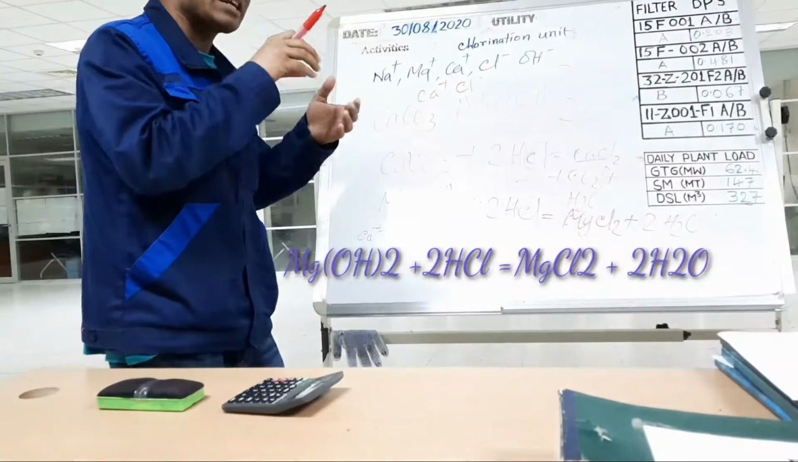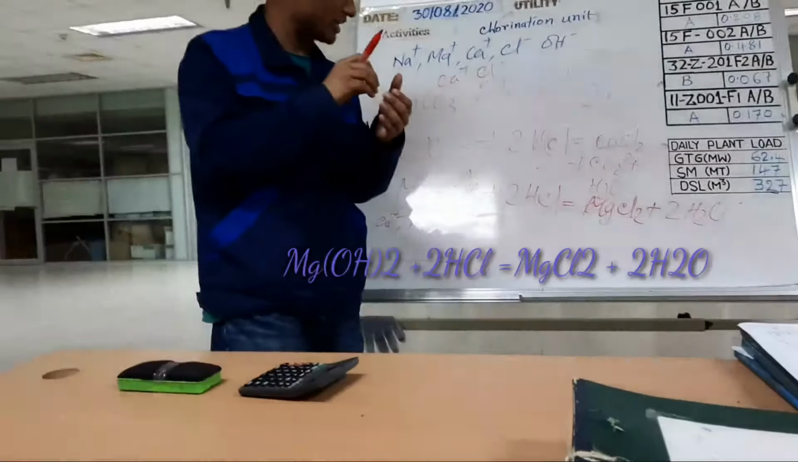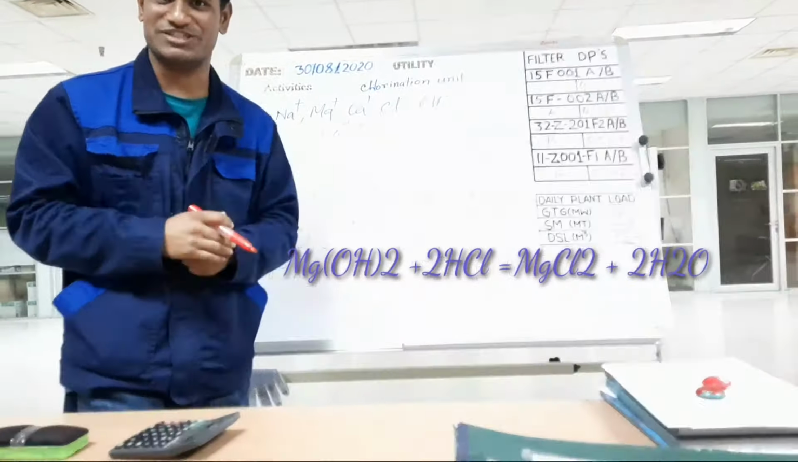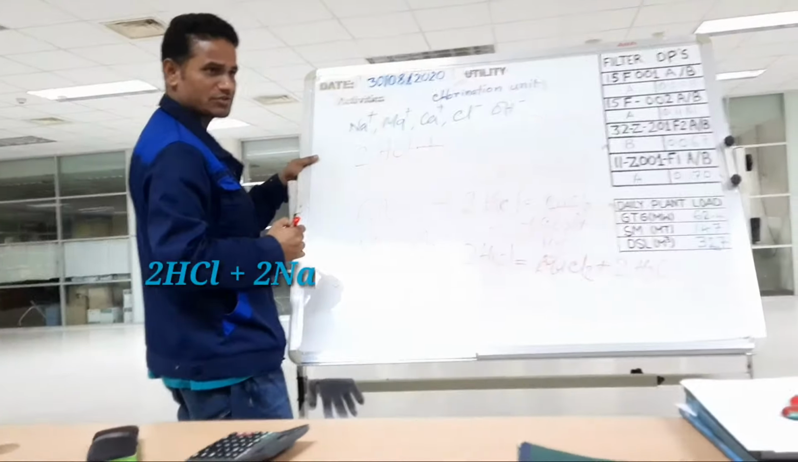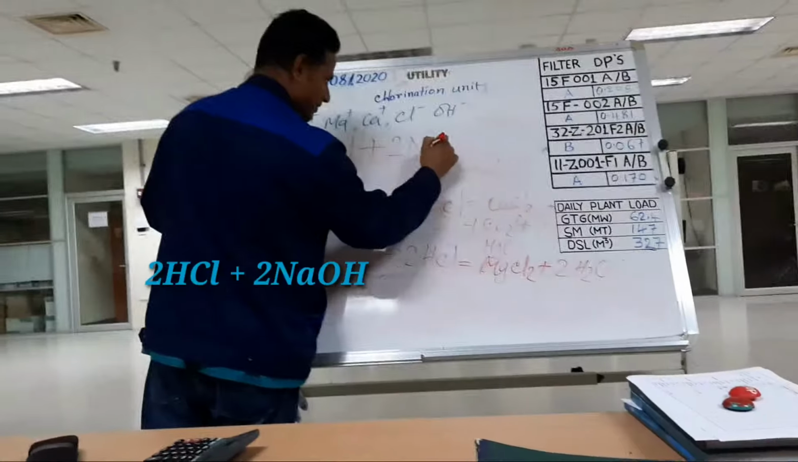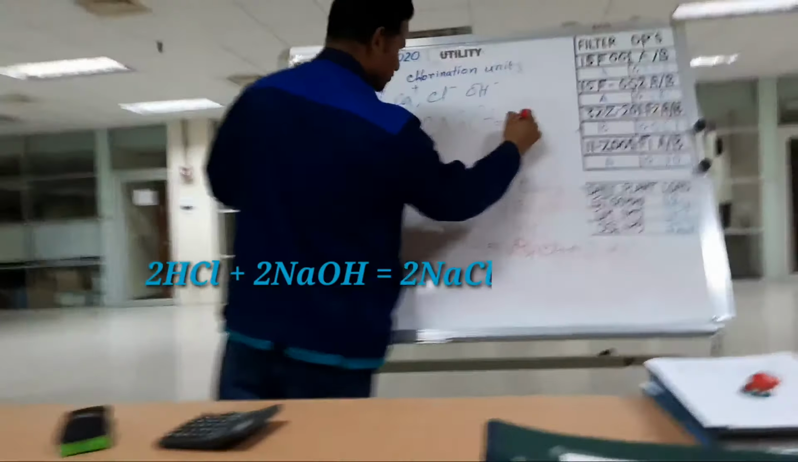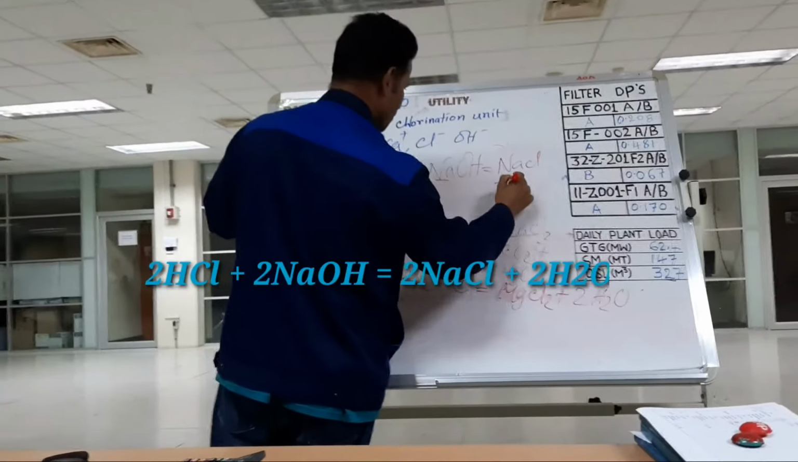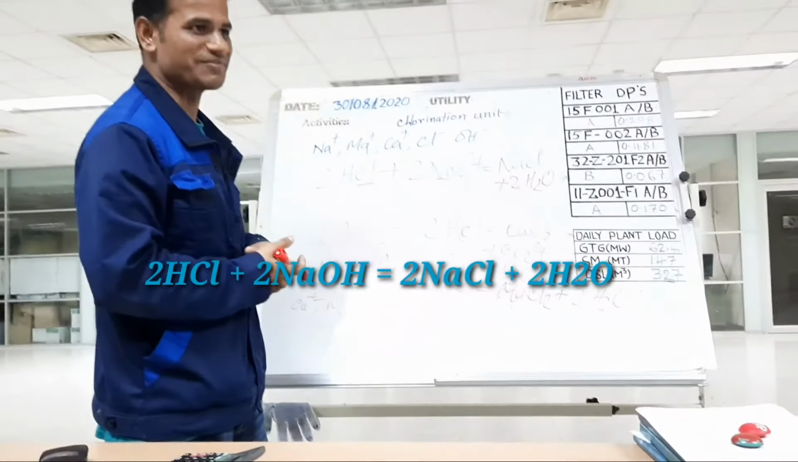But we are adding hydrochloric acid, so some hydrochloric acid is still remaining. To remove the hydrochloric acid, we do a neutralization. On the neutralizing side, which chemical are we adding? Sodium hydroxide. Then what will happen? Sodium chloride and water. So this is our neutralization system.